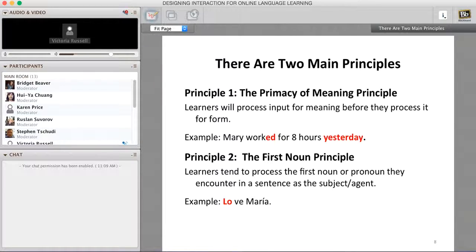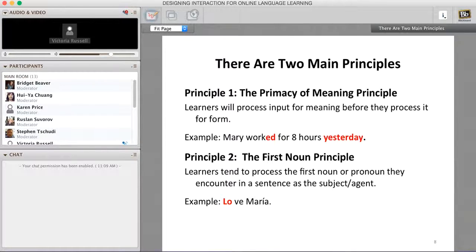In the example on this slide, Mary worked for 8 hours yesterday. Learners are going to focus on the content word yesterday to process meaning. In other words, they extract the meaning of the temporal reference of the sentence from the content word yesterday, rather than from the bound inflectional morpheme for the past tense in English, the ED.